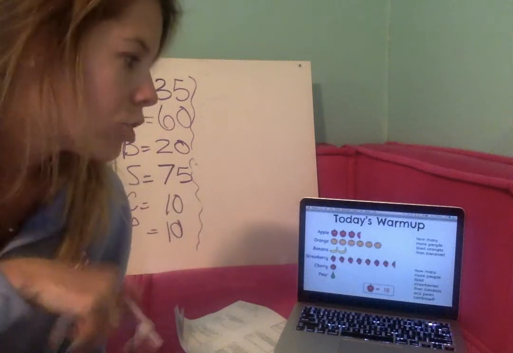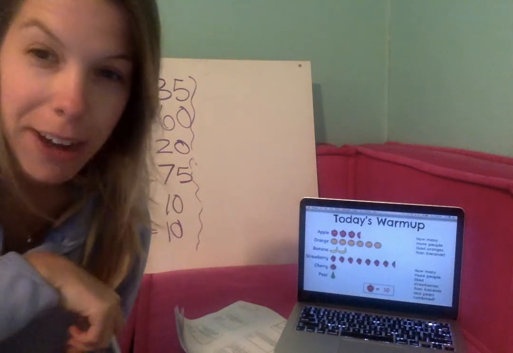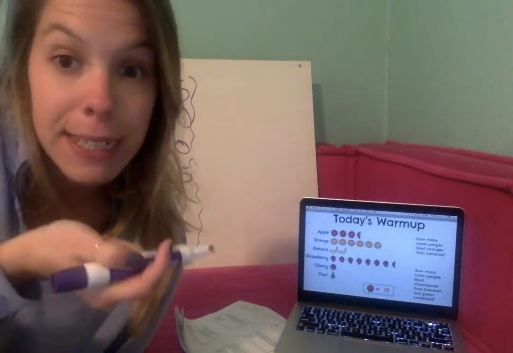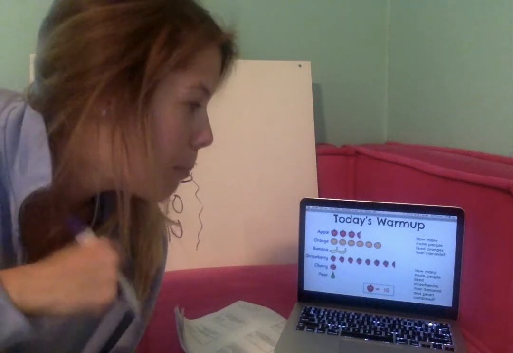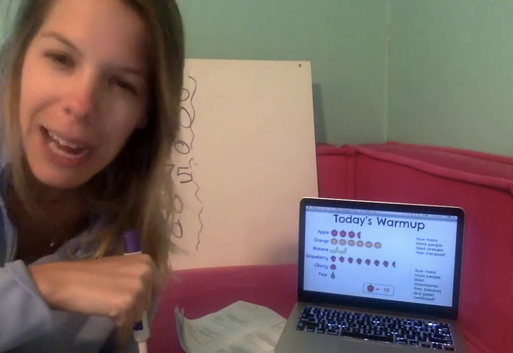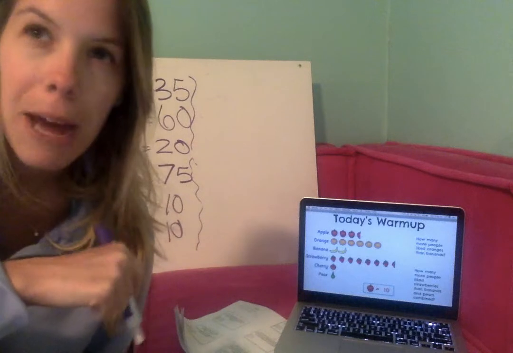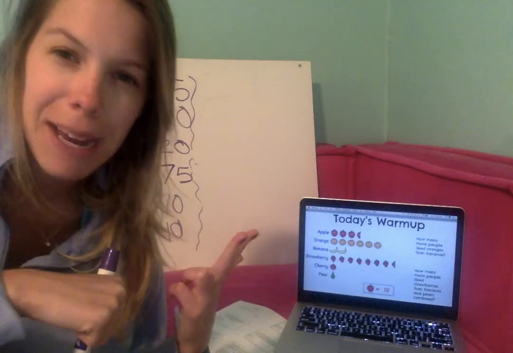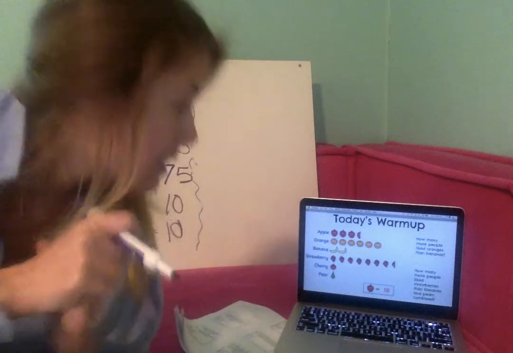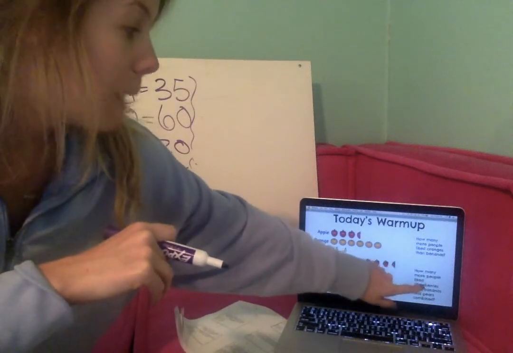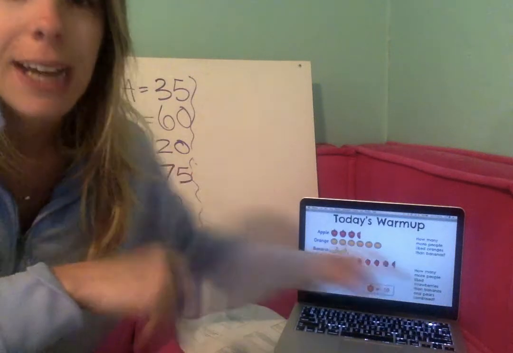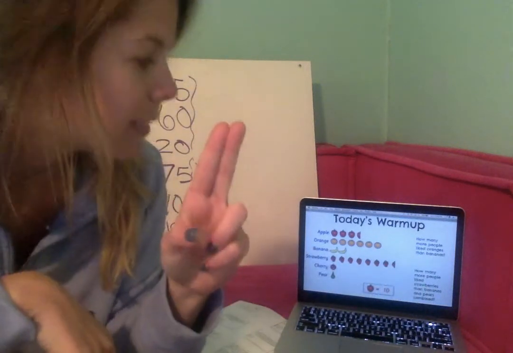How many more people like strawberries than bananas and pears combined? How many more? Ding, ding, ding. I know I'm subtracting somewhere. How many more people like strawberries than bananas and pears combined? So with this problem, I'm working with strawberries, bananas, and pears. The way that I know how to determine which ones I'm putting together is right here it says how many more people like strawberries than bananas and pears combined. So I'm adding the bananas and pears together.